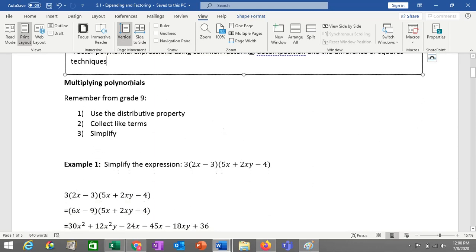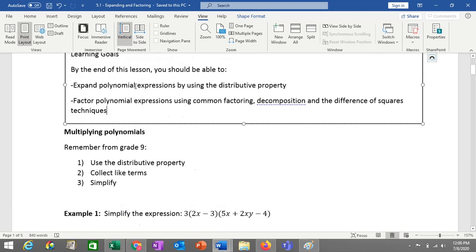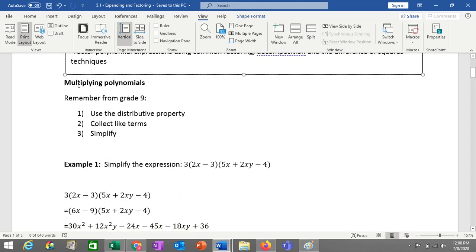Okay, multiplying polynomials. So that's going to go with our first learning goal. That's usually involving what we call expansion. So this uses the distributive property. When you're multiplying polynomials, use the distributive property, collect like terms, and simplify. So those are your steps.